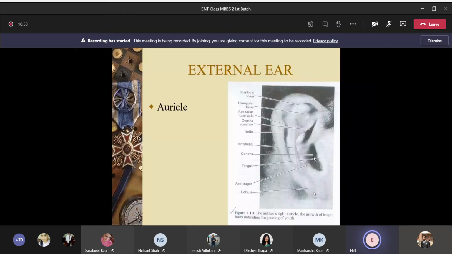the external ear consists of the pinna. It has different parts. See, this is the tragus. This is the external auditory canal. This is the helix. This is the antihelix. This is the scaphoid fossa. This is the concha. This is the helix, antihelix. This is the antitragus, and this is the tragus, and this is the ear lobule.